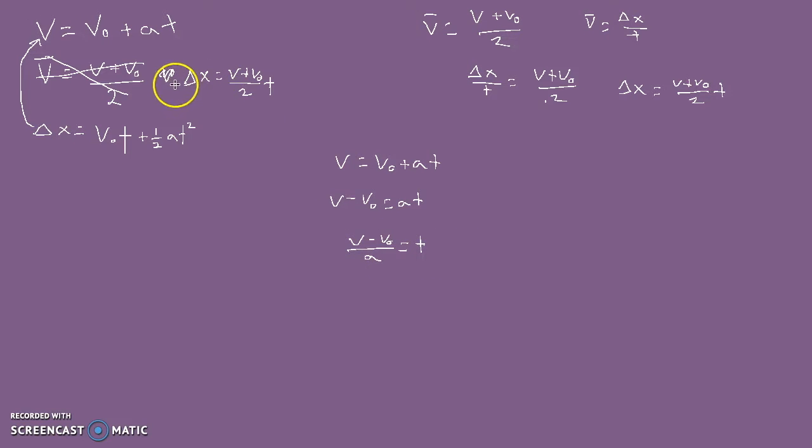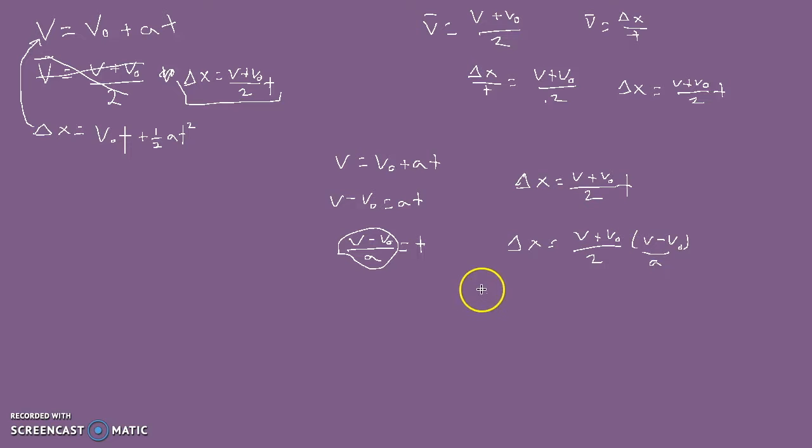Then I'm going to take this t and substitute it into this equation right here. So delta x equals (v plus v naught) over 2 all times t. We're going to replace t with this, and we get (v plus v naught) over 2 times (v minus v naught) over a. You might notice that we have a difference of squares here. So we end up with delta x equals, when we multiply those out, v squared minus v naught squared, and then 2 times a would just be 2a.